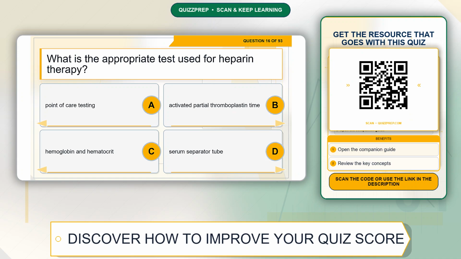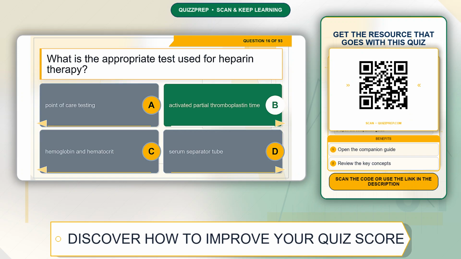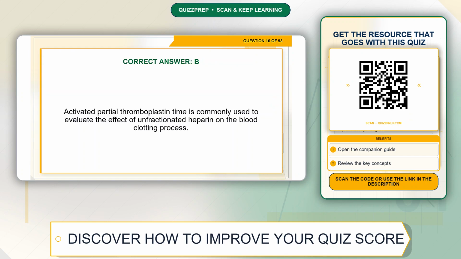Question 16. What is the appropriate test used for heparin therapy? Option A, point-of-care testing. Option B, activated partial thromboplastin time. Option C, hemoglobin and hematocrit. Option D, serum separator tube. The correct answer is option B, activated partial thromboplastin time. Explanation. Activated partial thromboplastin time is commonly used to evaluate the effect of unfractionated heparin on the blood clotting process.